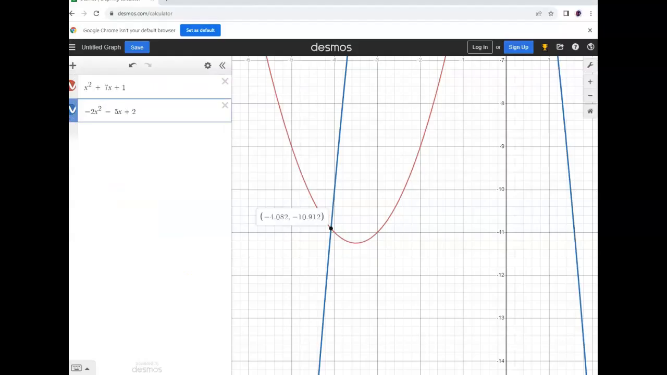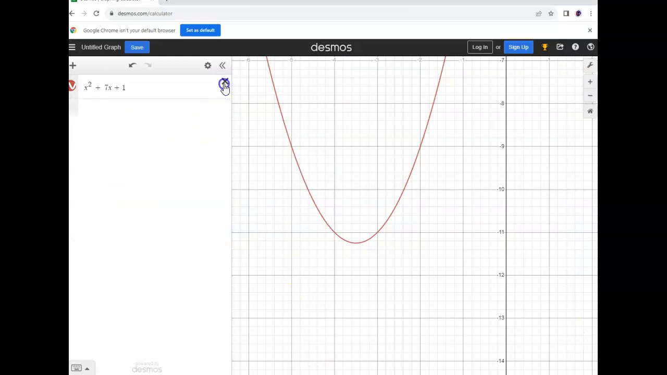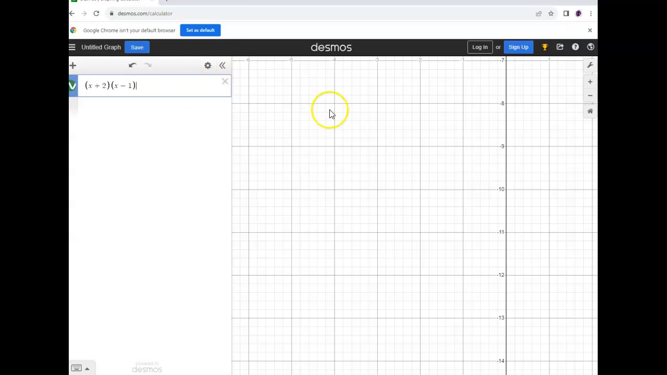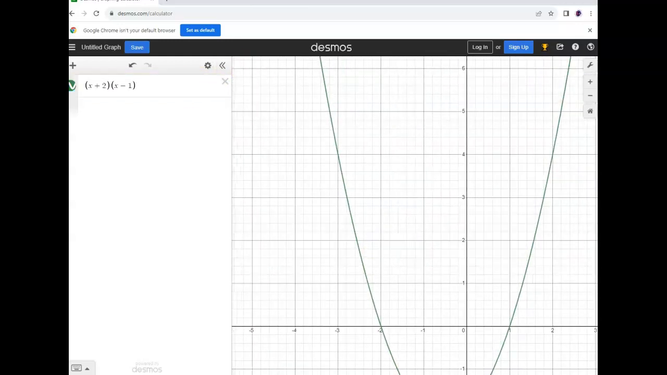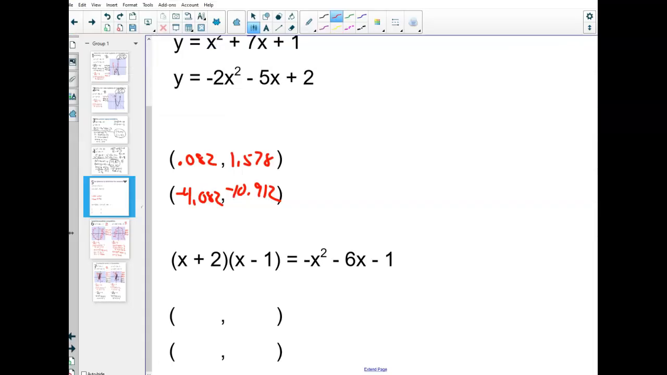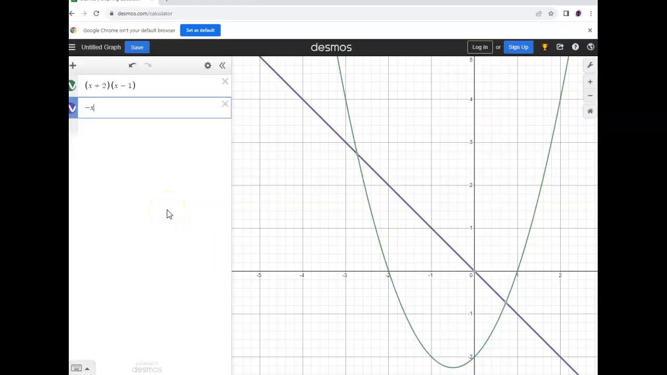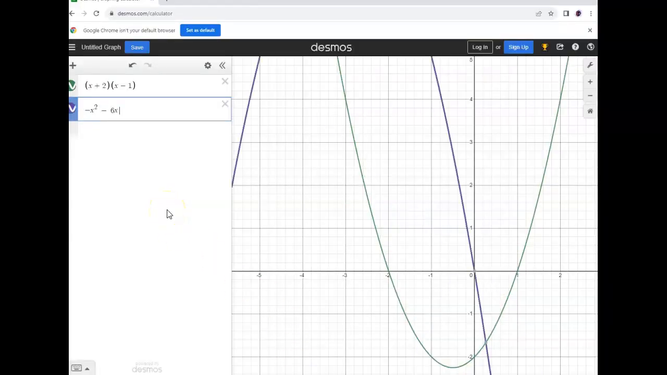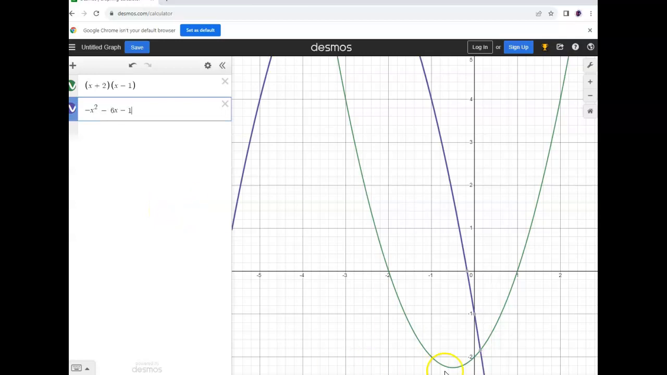So in this case, x plus 2 times x minus 1. That's exactly how you type it in. Oops. And that'll give you your first graph. Sorry, we got to bring the graph back to the middle. And then the second graph, negative x squared minus 6x minus 1.